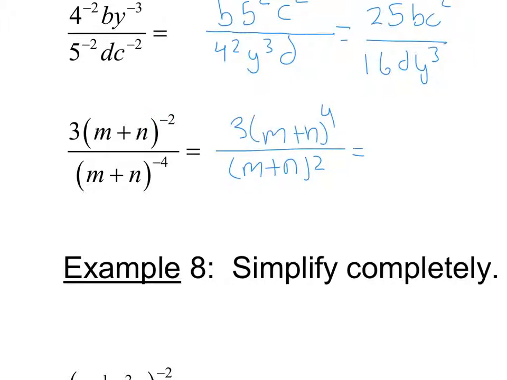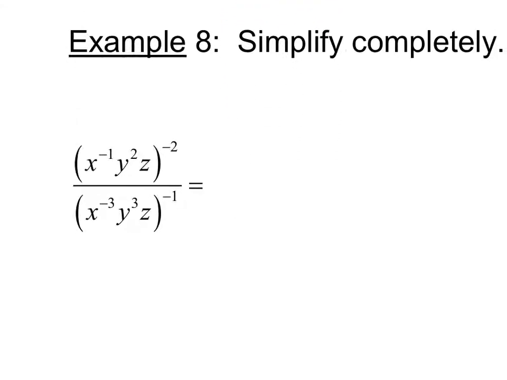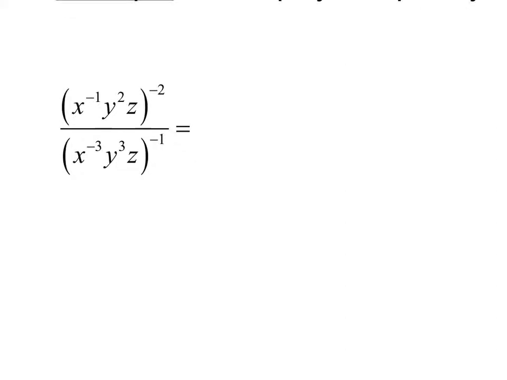So this is where we think. See how we have 4 on top, 2 on the bottom? The larger's on top. What's 4 minus 2? It's 2. So this is 3 times m plus n, squared. And we can leave it there. Okay? Let's keep going.